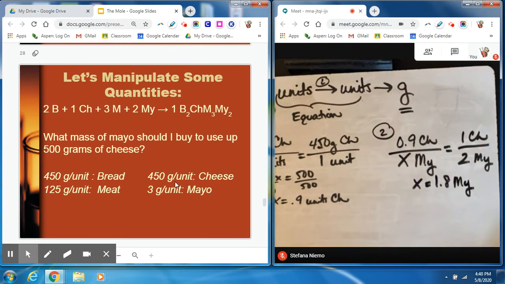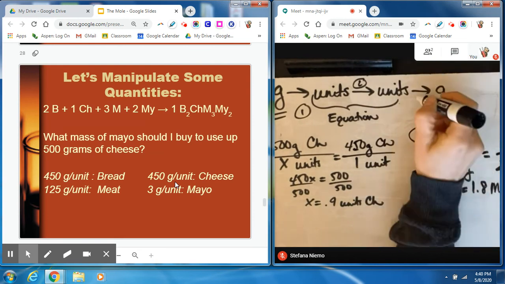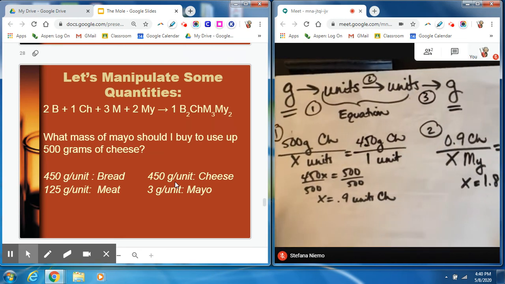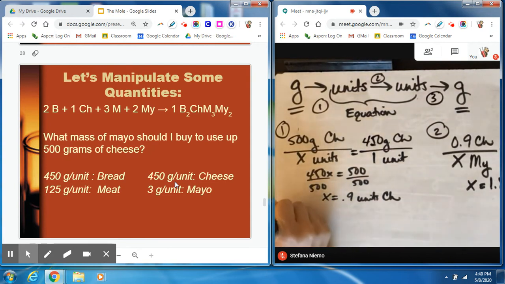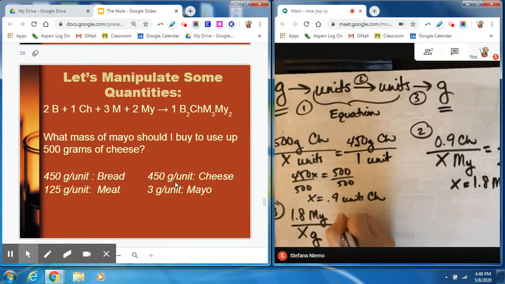Okay? Which leads us to the last step of our process, to go from units of the thing I don't know, which was our mayo, to grams of the thing I don't know, which was our mayo. So we'll go down here, step 3. Well, I do know that I have 1.8 units of mayo. I don't know how heavy that is. What I do know is that for every 1 unit of mayo, it weighs 3 grams. And I know that from this relationship right here.